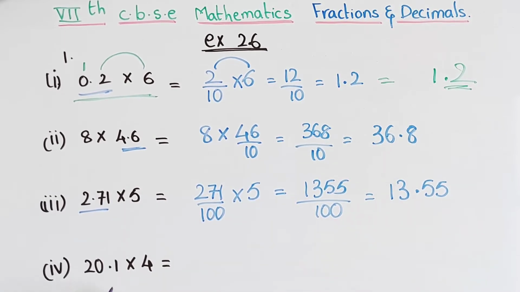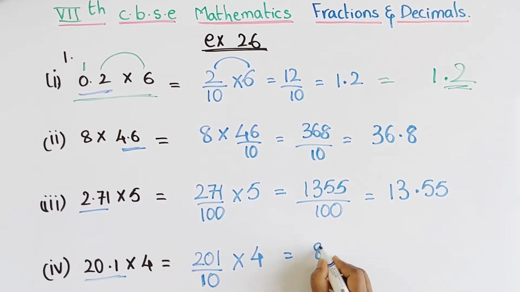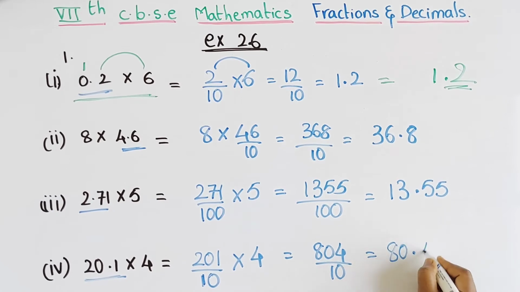Next one, 20.1 into 4, children. 20.1 is 201 divided by 10, since the point has one number after it. That means 201 into 4 over 10. 201 into 4 is 804 divided by 10. In the denominator we have 1 zero. So it is 80.4. Correct, children?